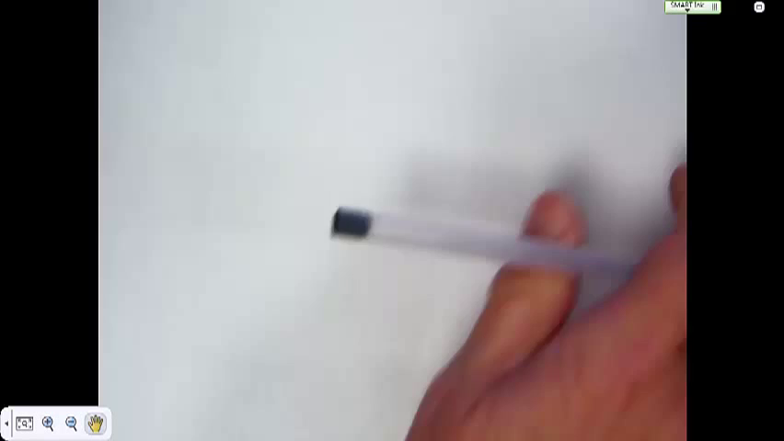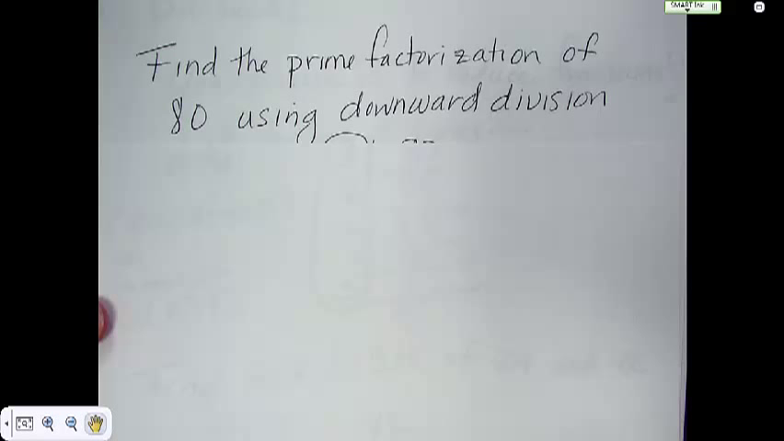Okay, so we have talked about finding the GCF. We've talked about finding the LCM. Now, let's just do a little bit of practice work with it so that we know what we're doing. Okay? So, find the prime factorization of 80 using downward division.